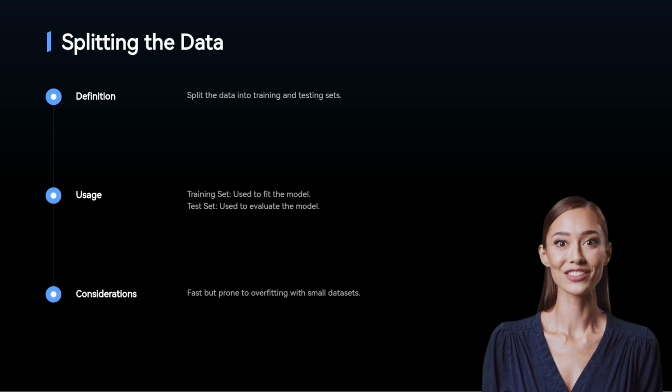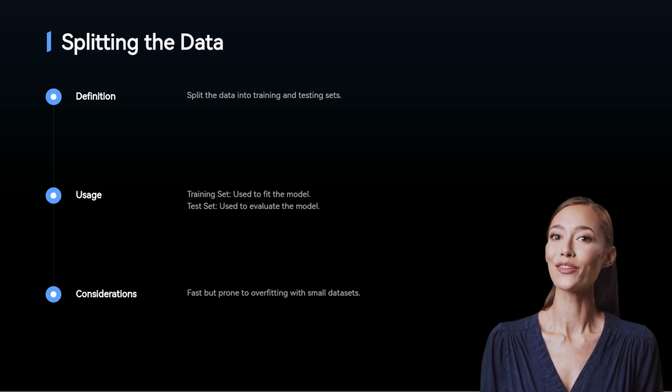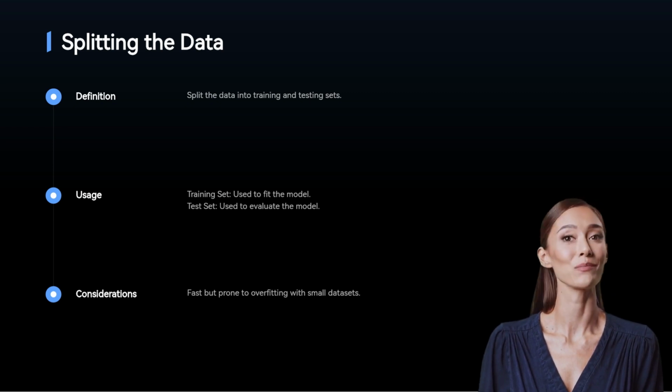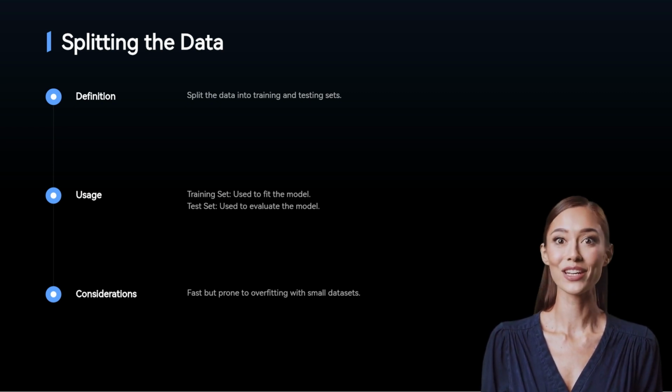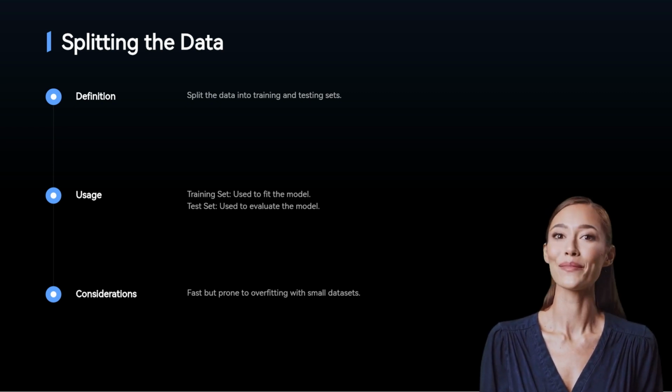The holdout method is a simple evaluation technique where the data is split into two sets, a training set and a test set. The model is trained on the training set and then evaluated on the test set. This method is quick and useful for large datasets where splitting does not significantly impact model performance. However, it can be prone to overfitting or underfitting if the test set is not representative or the data is too small. To mitigate this, it's often combined with cross-validation.